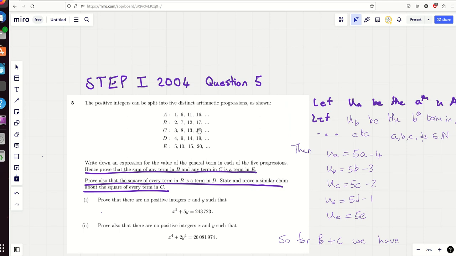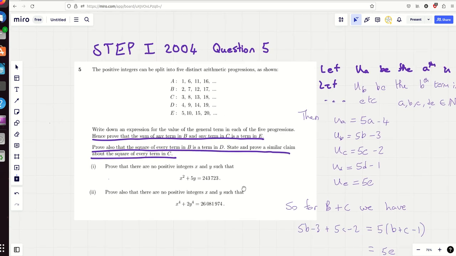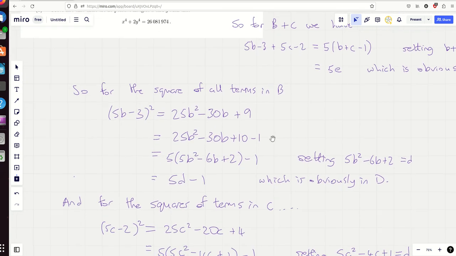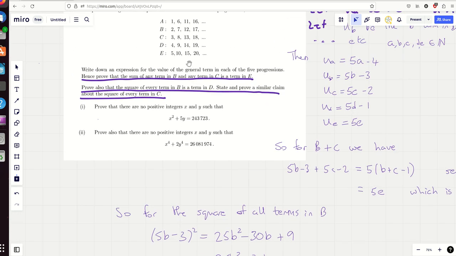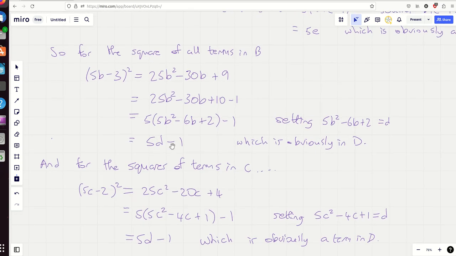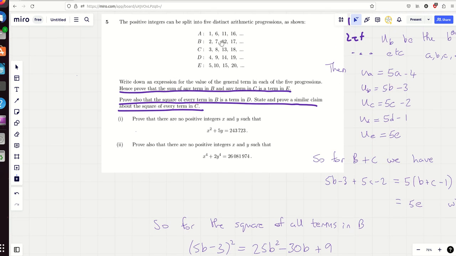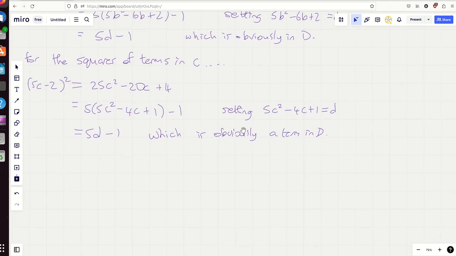18 squared is 324. You can see all the terms in D end in 4. None of the other sequences end in 4. In other words, when you square 18, you get a term in D, which is 324, because terms in D will end in 4s or 9s. Okay, so there's an example of it working. It works the same with terms in B as well. Try it. Square 12, you get 144. That's obviously a term in D.